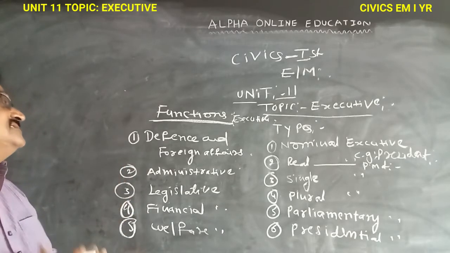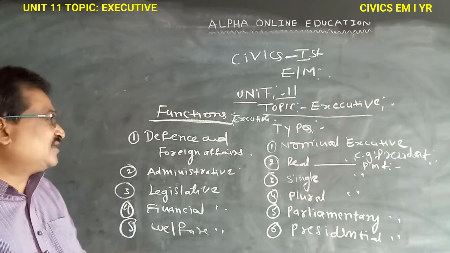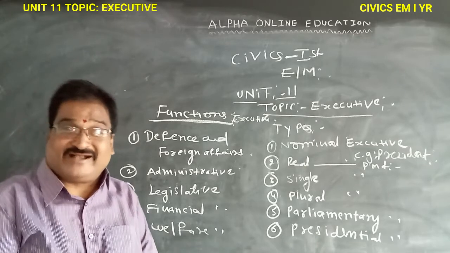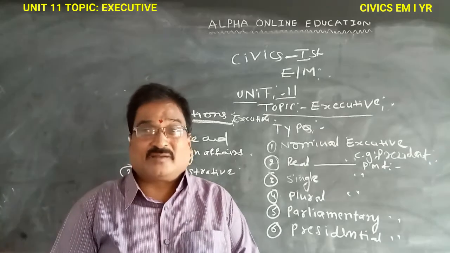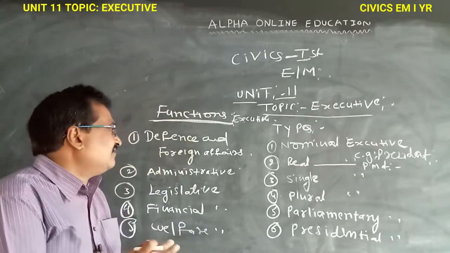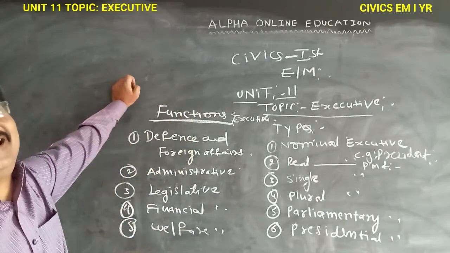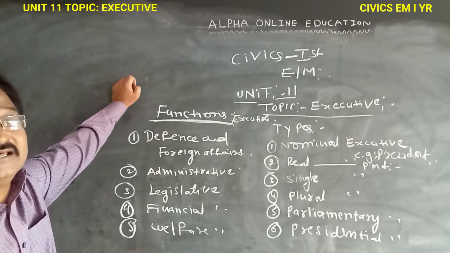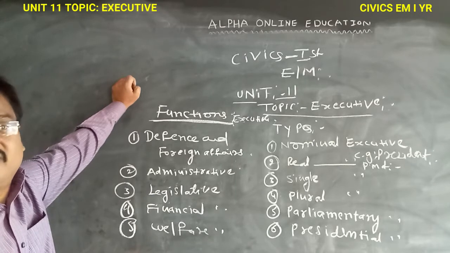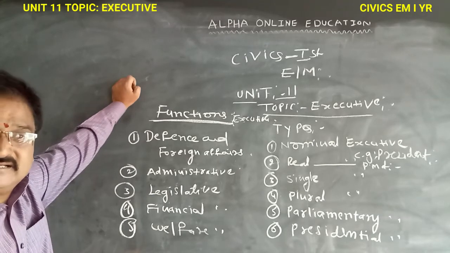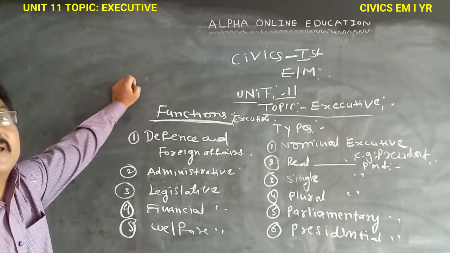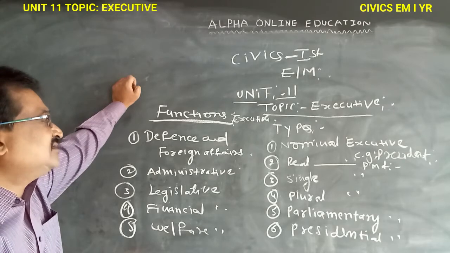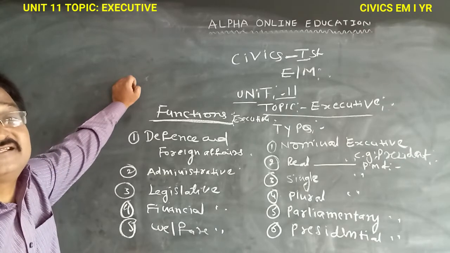Here, defense and foreign affairs. Actually, the Department of Defense is important nowadays. The Department of Defense and Foreign Affairs are functions of the executive. We have three forces on our side: Army, Navy, and Air Force. These are all three forces on our side.